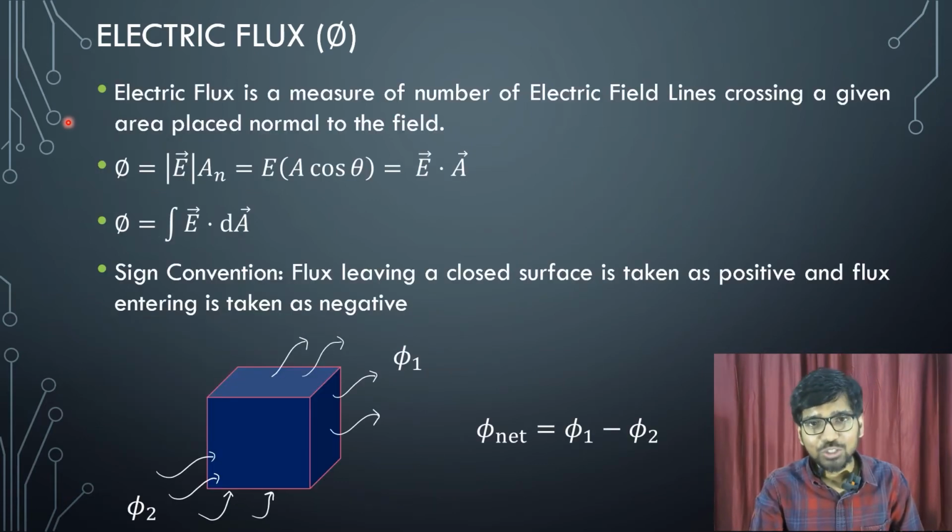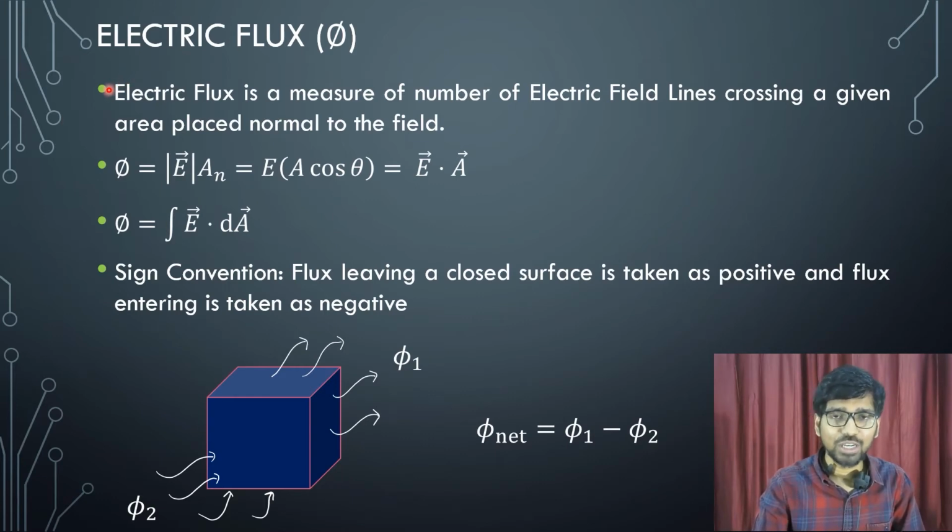So what have we learned so far? That electric flux is a measure of the number of electric field lines crossing a given area which is placed normal to the field. And how do we calculate its value? By taking the dot product of electric field vector and area vector. And in case of a varying electric field, we use this expression in the integral form, that is integration of E dot dA.